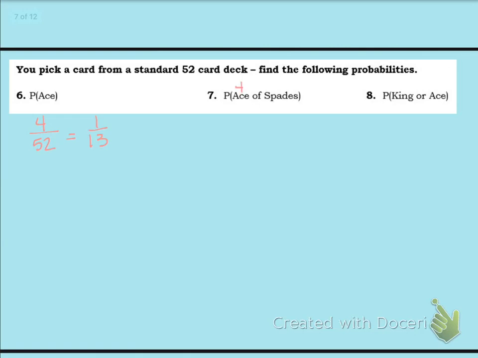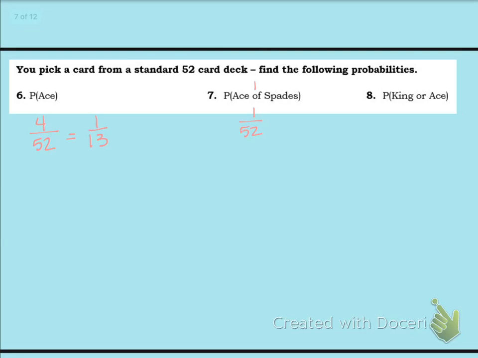Probability of an ace or spades. There are 13 of each suit. Oh, an ace of spades, I apologize. An ace of spades. There is only 1 ace of spades out of my 52 cards.